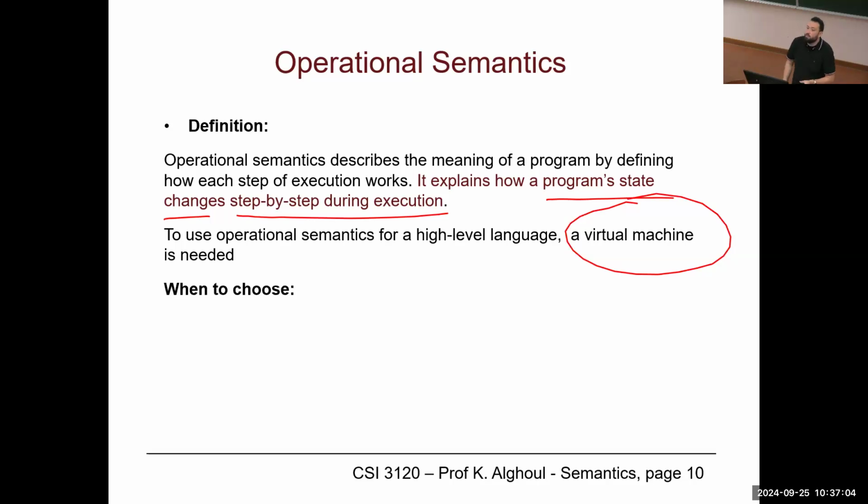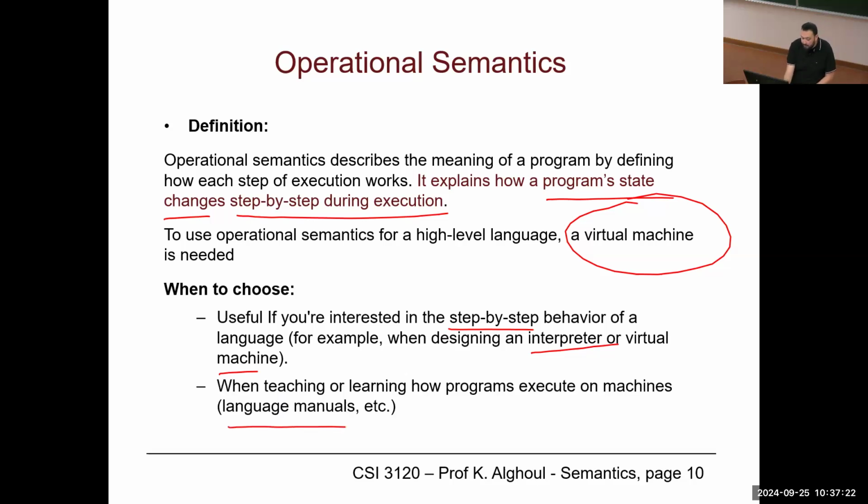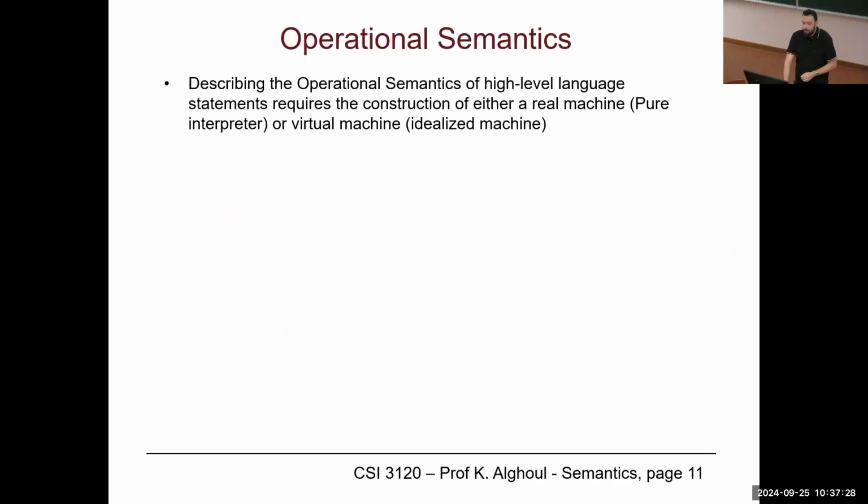When do we choose operational semantics? Usually it's chosen when you want to describe a specific language step by step. For example, if you're designing an interpreter or a virtual machine and you want to explain it to someone, let's say you want to put it in a manual, you can do it step by step and someone can read it. Also, it's used a lot in language manuals, as I said, and for teaching and learning. So let's take a deeper look at the operational semantics.